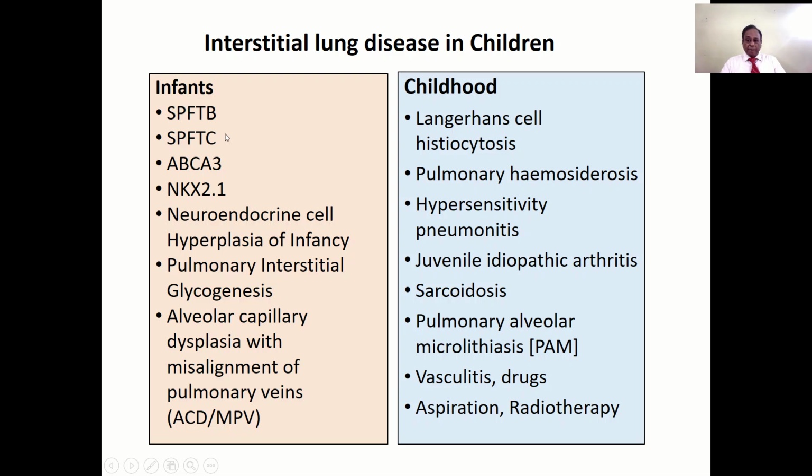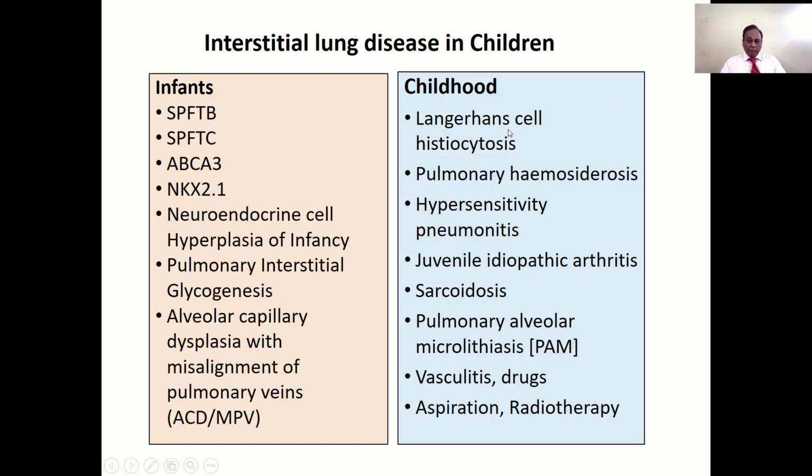In infants, it means surfactant problems and some peculiar conditions like neuroendocrine cell hyperplasia of infancy and pulmonary interstitial glycogenosis. Then alveolar capillary dysplasia with misalignment of the pulmonary veins. Mostly it is surfactant problems, followed by some of the lung growth disorders. These are the ones that present as ILD in infancy.